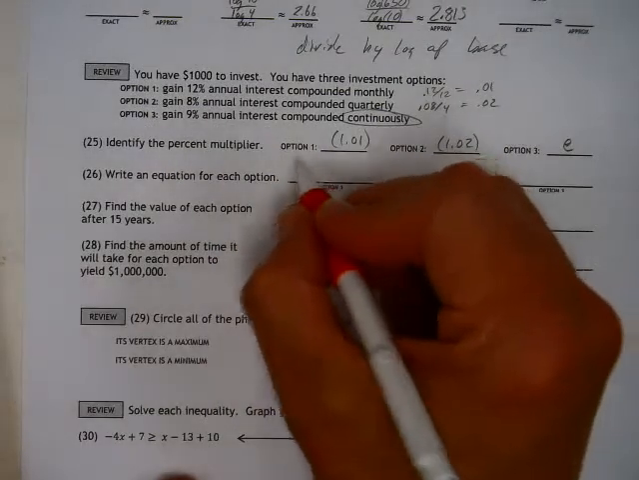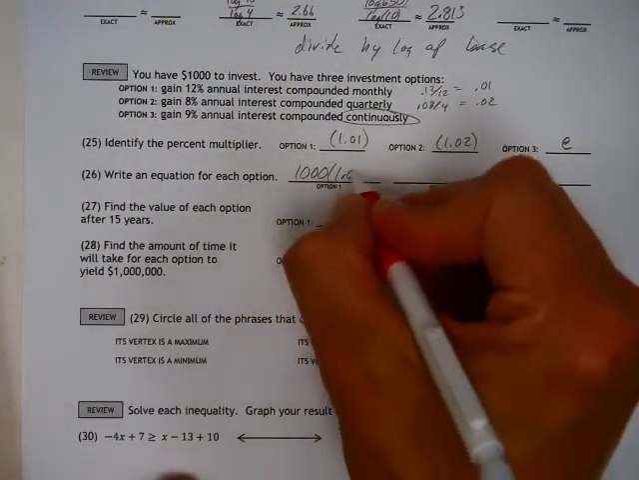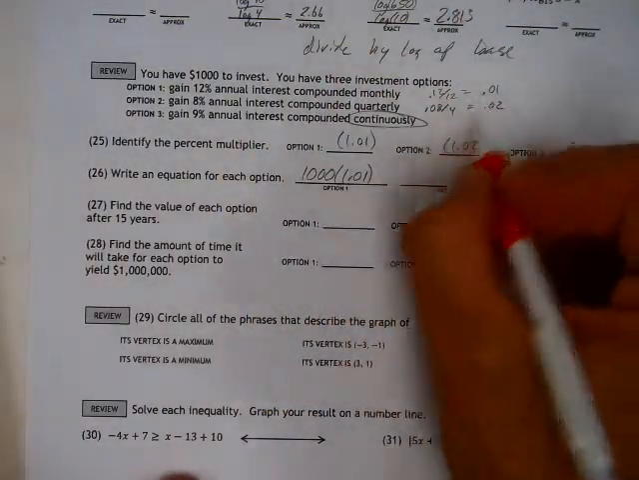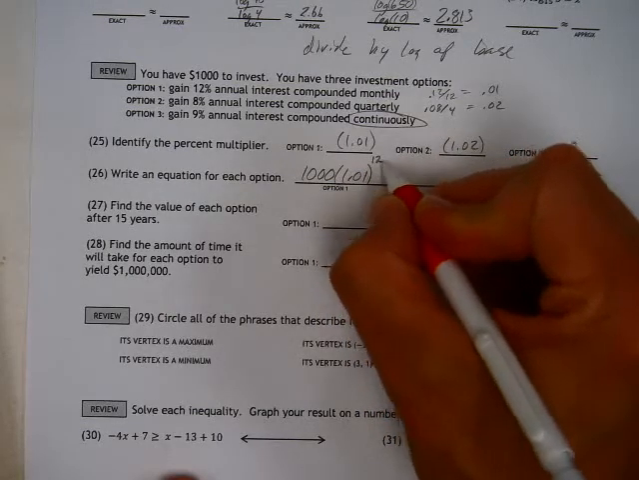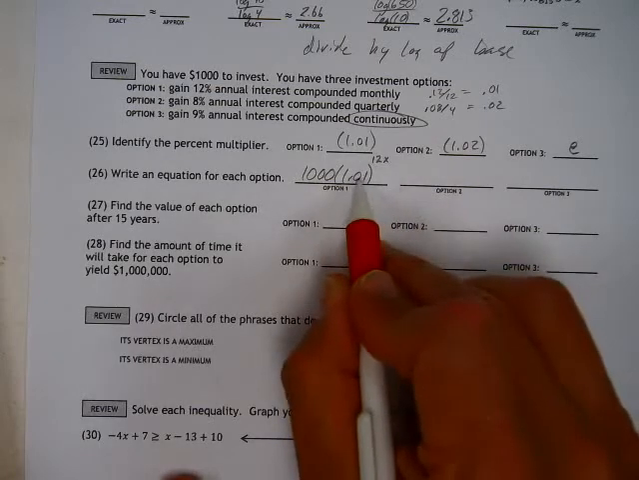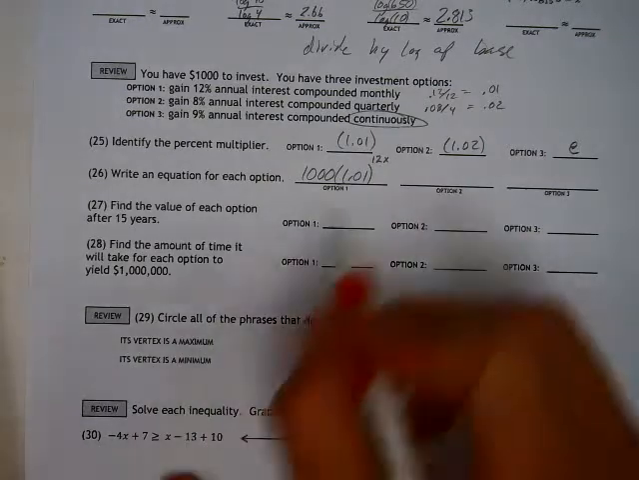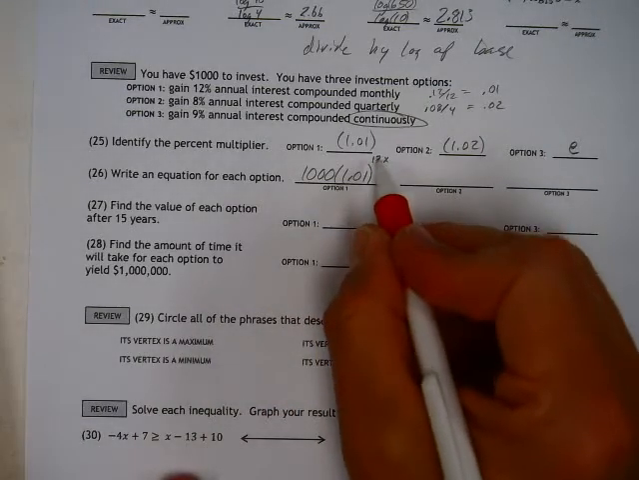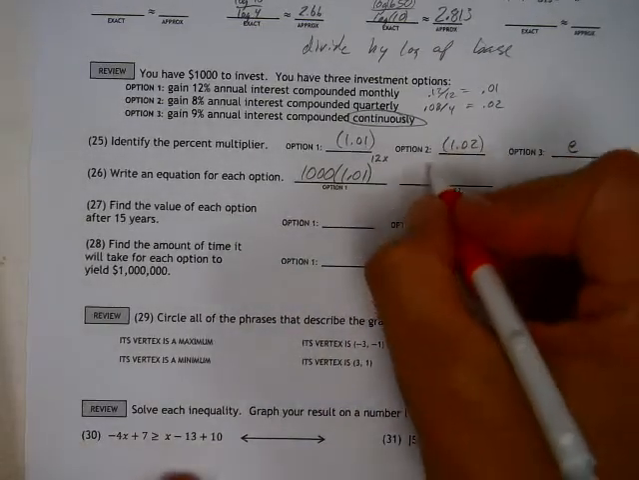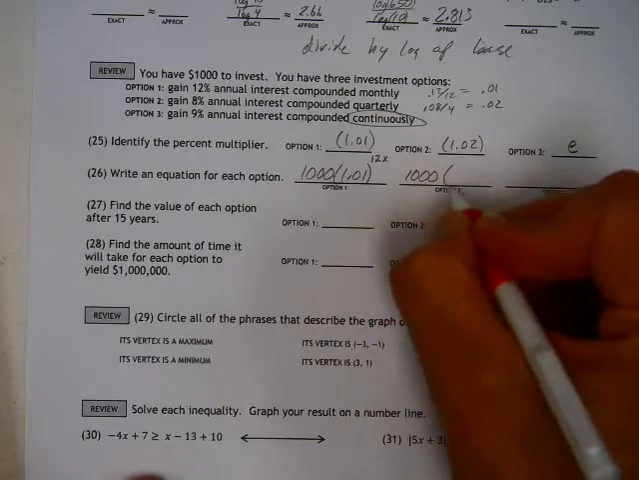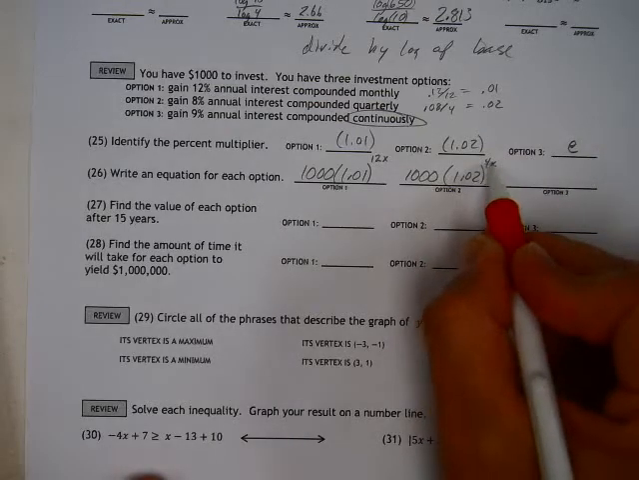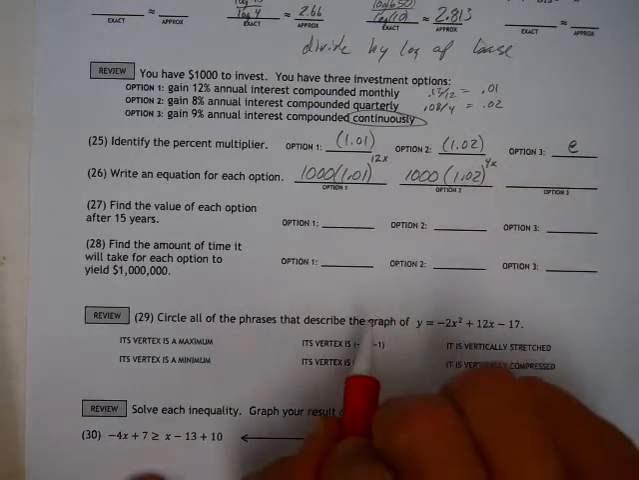The equation for each, we're investing $1,000: 1.01 to the, now a certain number of years we don't know, but the key thing is we don't want years, we want months. So if you invest for 20 years, it's 20 times 12, because this is a monthly multiplier. So you multiply by 240 months for 20 years. Again, 1,000 times 1.02 to the 4x, because how many quarters are there in 20 years? It'd be 80 quarters.